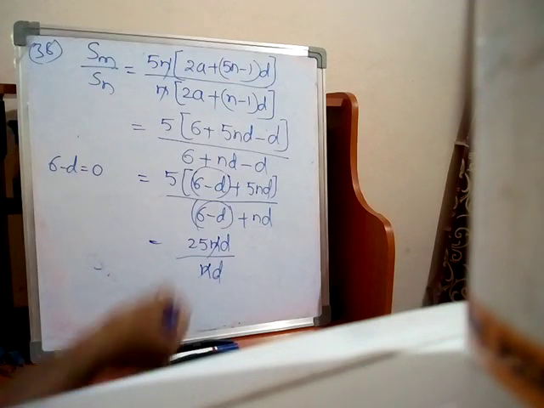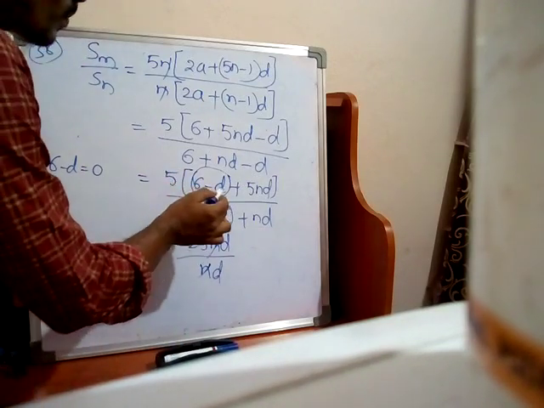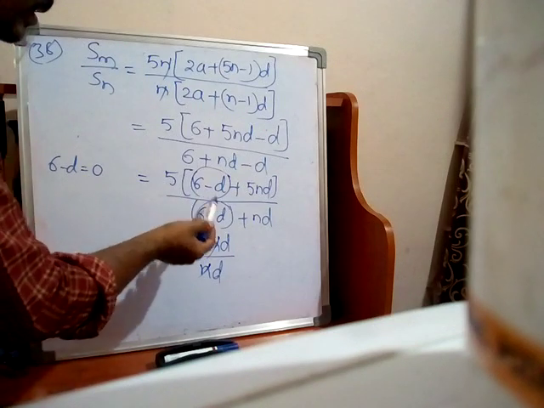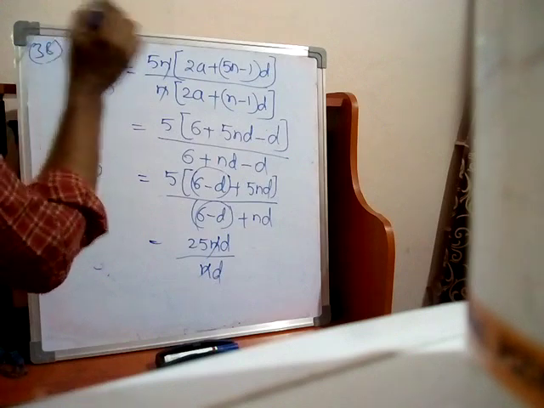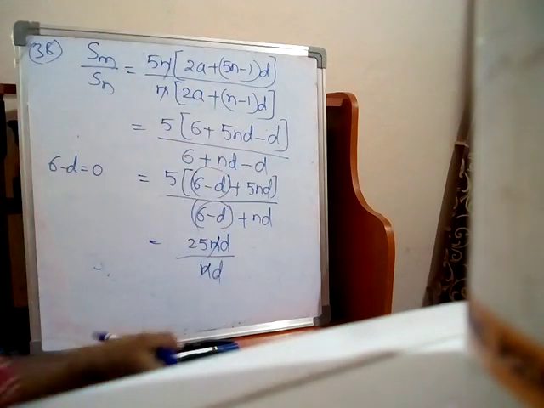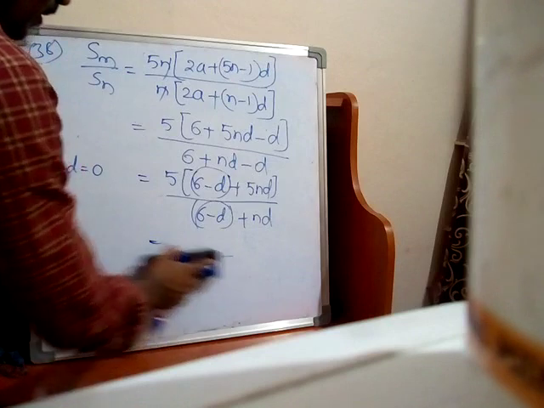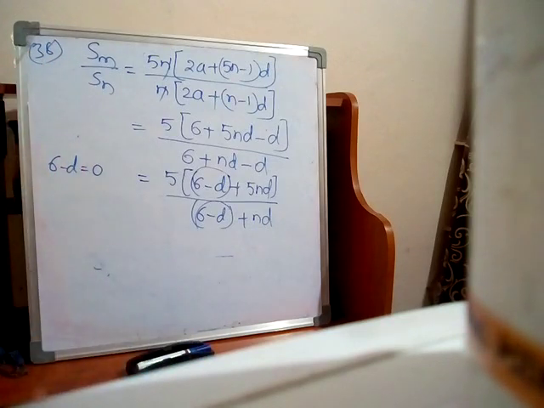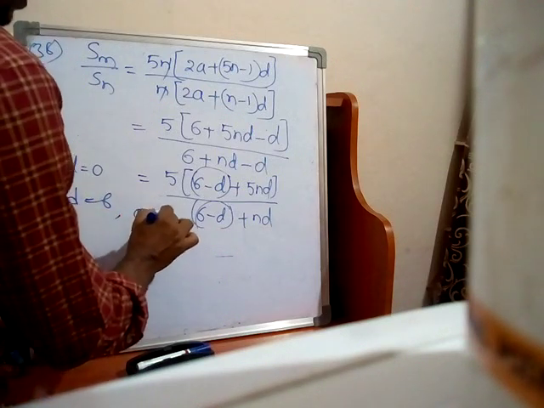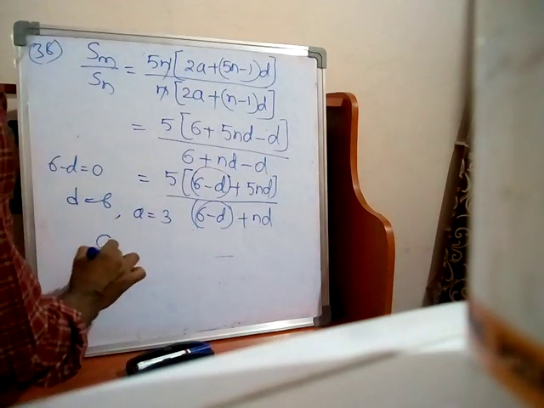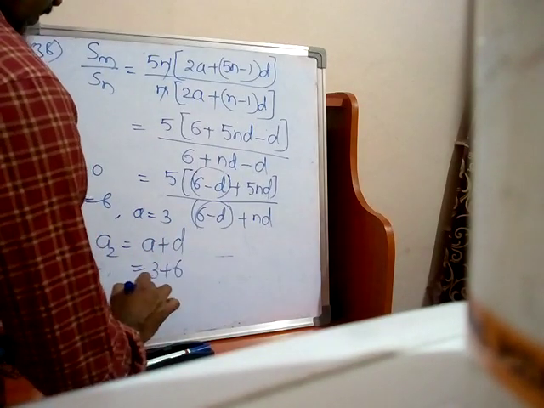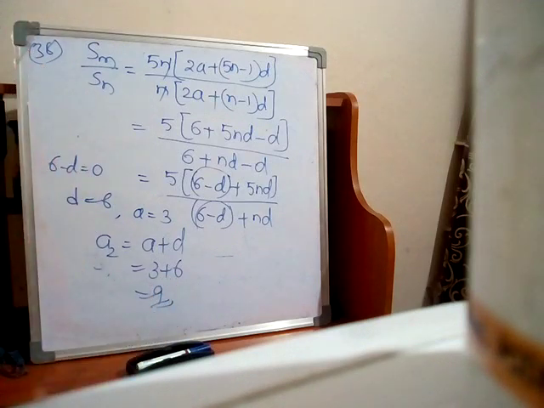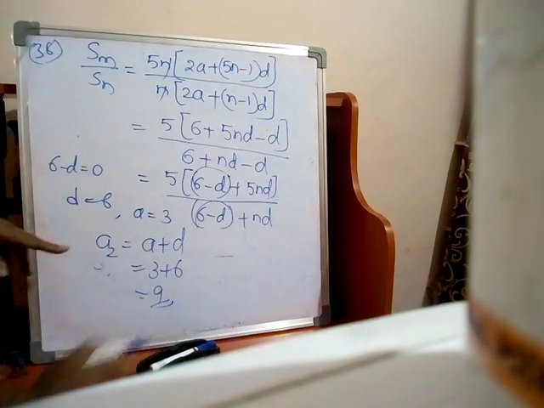When is this possible? If 6 minus D is equal to 0, this ratio does not contain N. That's why we take the relation 6 minus D is equal to 0. So D is equal to 6, and A is equal to 3. What is asked? A2, which means A plus D. So 3 plus 6, so A2 is 9. A2 is equal to 9.